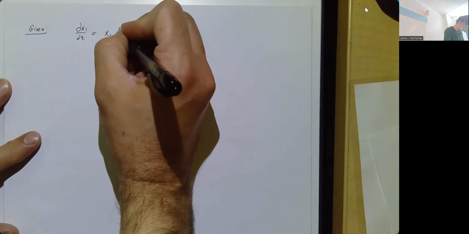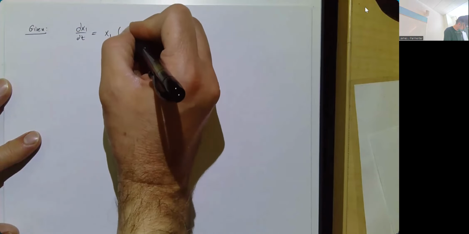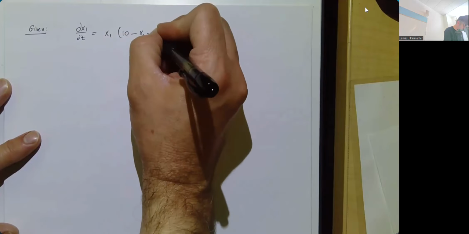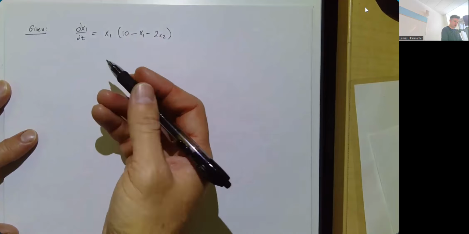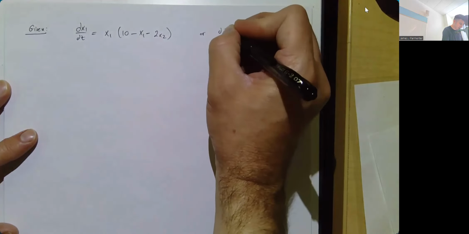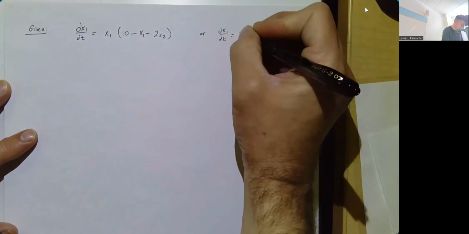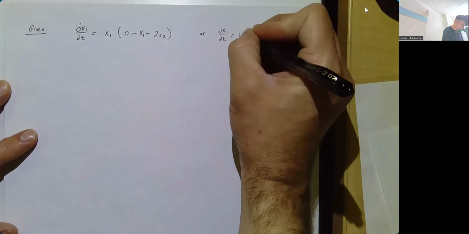Let's look at some examples here. Let's say we have the following. Given that dx1/dt is equal to x1 times, they made it easy for us, (10 minus x1 minus 2x2). Oftentimes, this would be given not factored out. It would be given as dx1/dt equal to 10x1 minus x1 squared minus 2x1x2.